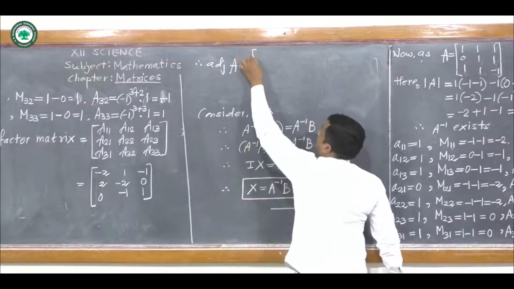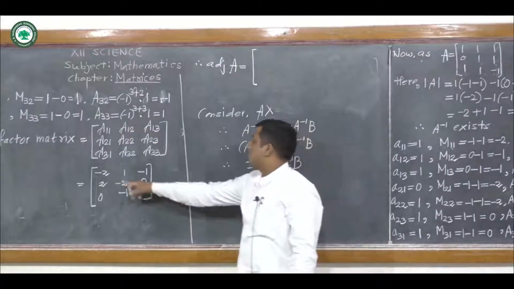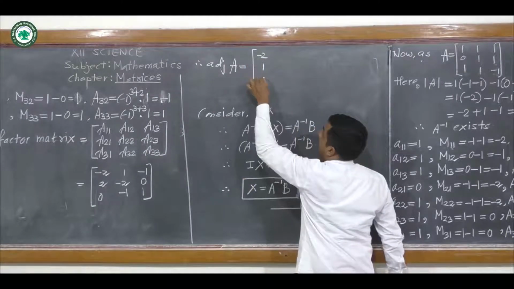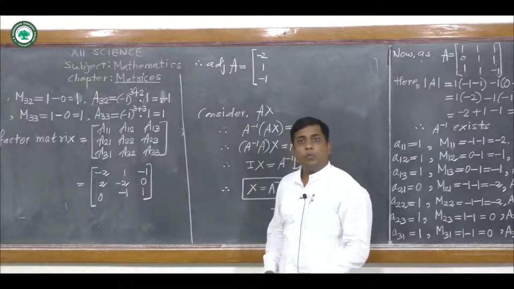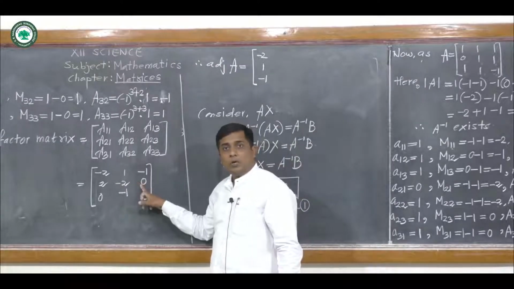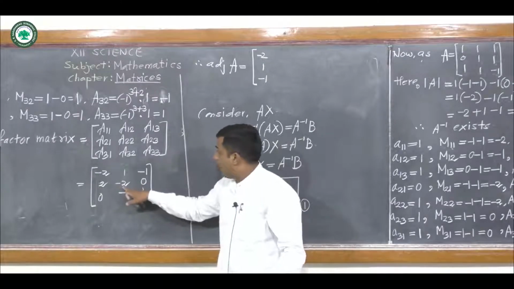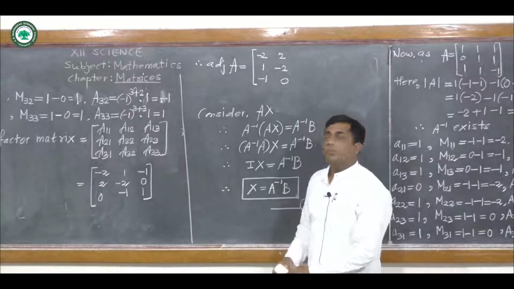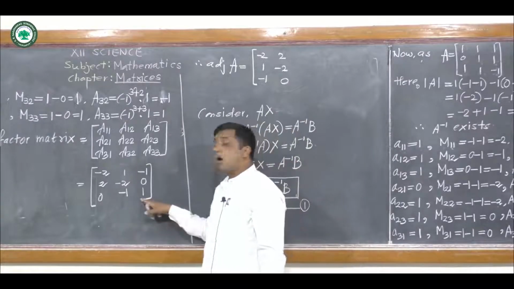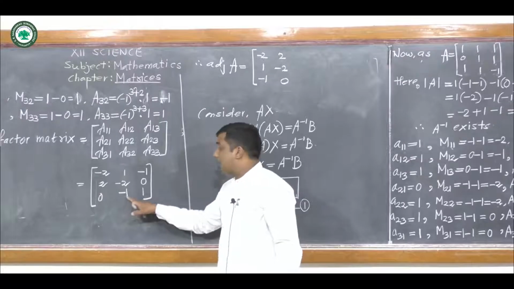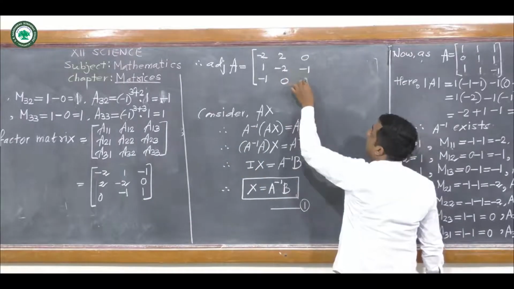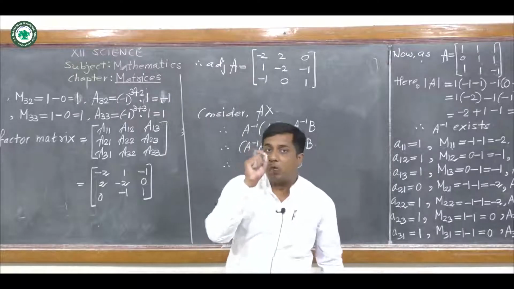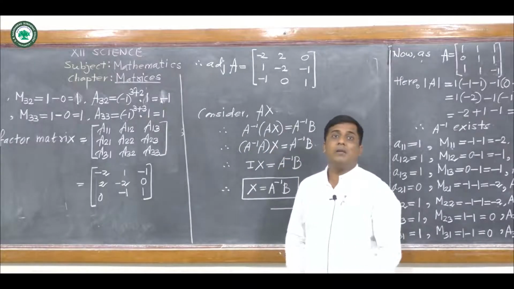Transpose means we replace our first column by the elements of the first row, that is minus 2, 1, minus 1. This minus 2, 1, minus 1 is for the first column. Then we replace the second row for the second column: 2, minus 2, 0 is for the second column. And for the third column, we consider the elements of the third row: 0, minus 1, 1. So this is the adjoint of A. Now we use this adjoint of A to find the inverse of the given matrix.